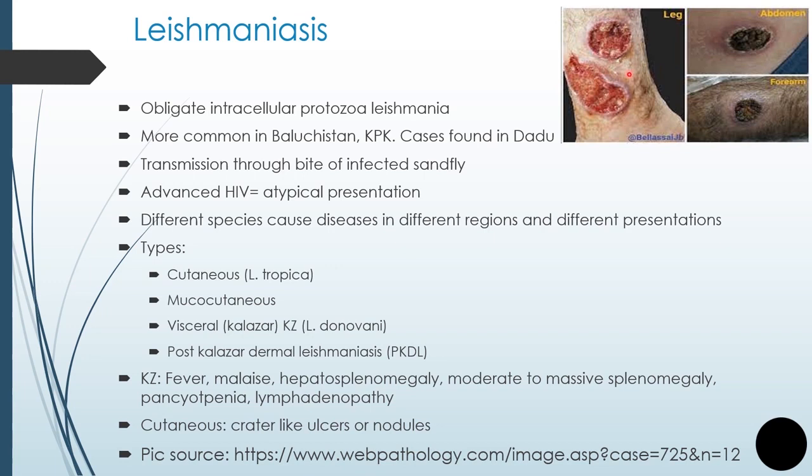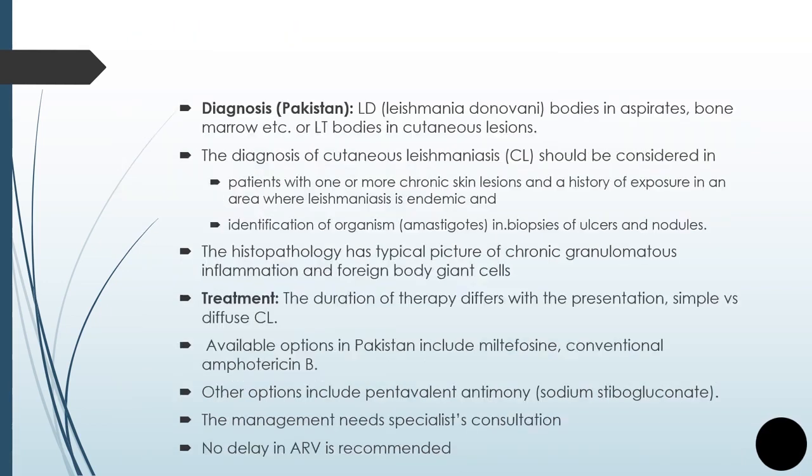Here you can see very clearly demarcated crater-like ulcers with raised margins, and nodules can also be present. These ulcers are usually present on exposed areas or the periphery. Diagnosis is done by finding the organism in aspirates, bone marrow or splenic aspirates, which are known as Leishmania donovani bodies in case of visceral leishmaniasis, or LT bodies, Leishmania tropica bodies, in cutaneous lesions.